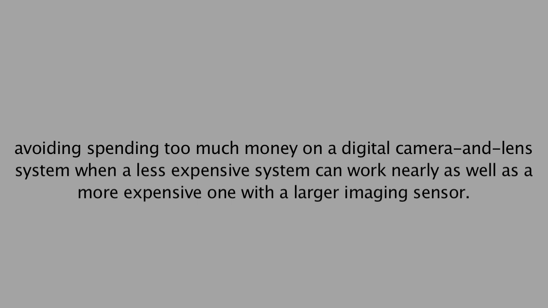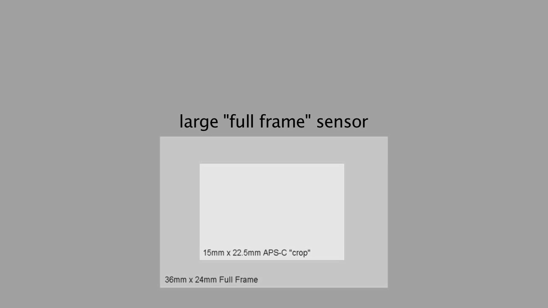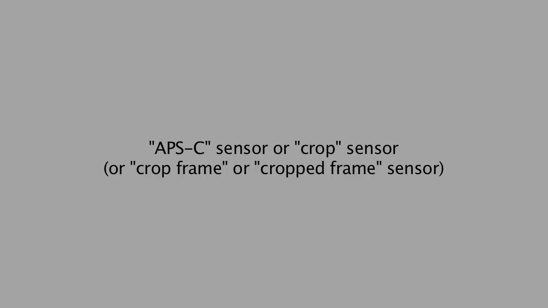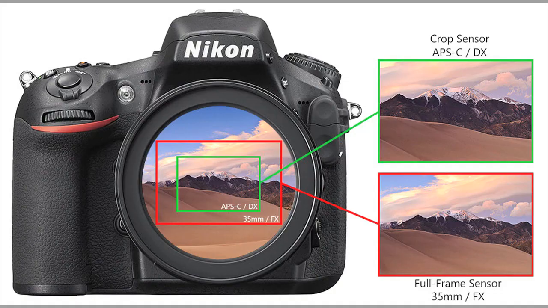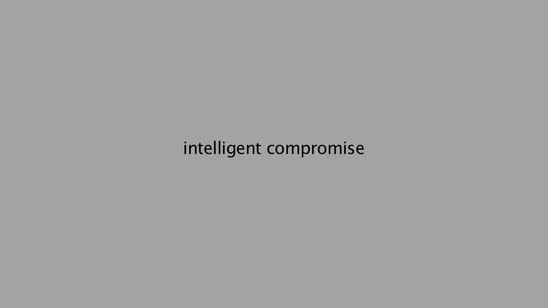One camera has a large so-called full-frame sensor, and the other has a sensor that is a bit less than half the size of the full-frame sensor, called an APS-C sensor or crop sensor. A crop sensor is really just a sensor that is smaller than a full-frame sensor. I'll tell you right now that personally, I very much like the APS-C sensor size. I see it as an intelligent compromise between the pros and cons of a larger sensor and the pros and cons of a smaller sensor.